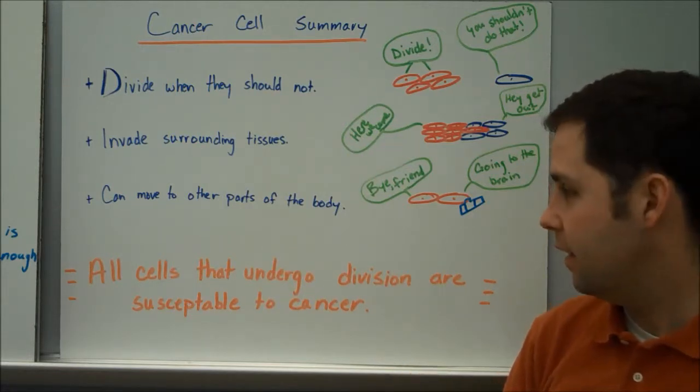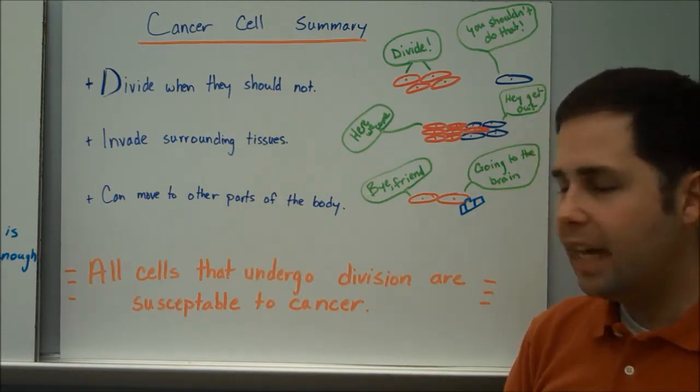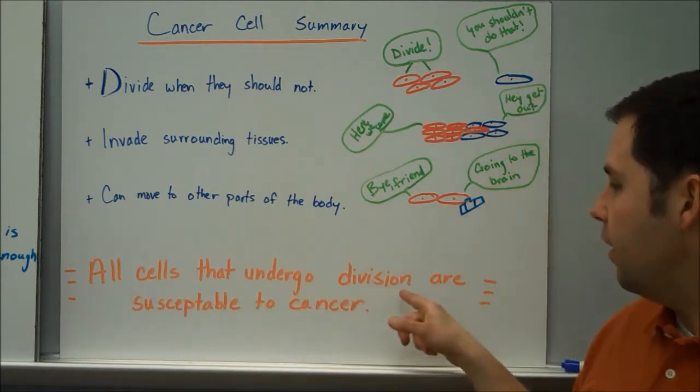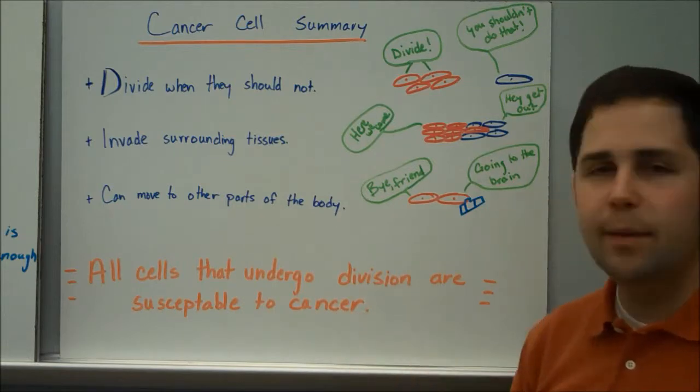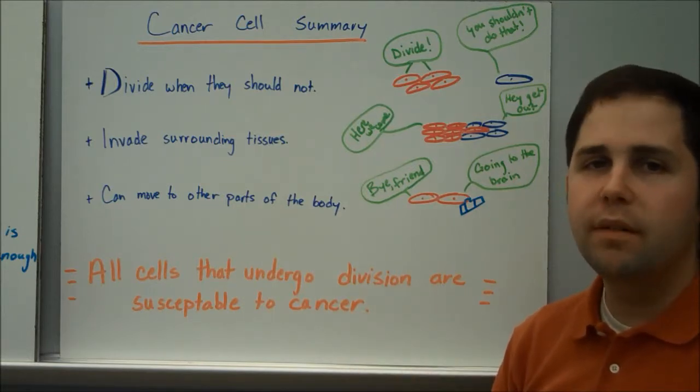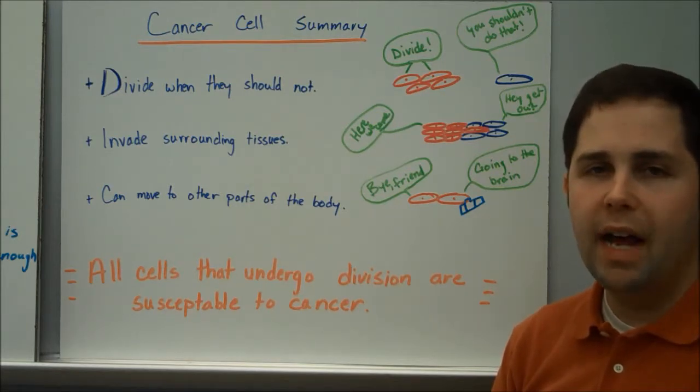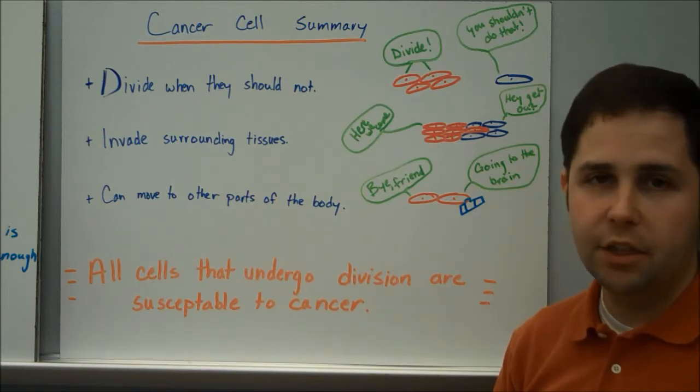And the last thing we want to think of when we think about cancerous cells is that all cells that undergo cell division are susceptible to cancer. So by virtue of dividing, you're susceptible to cancer if you lose control of how those cancerous cells are dividing, how any cells in your body are dividing.